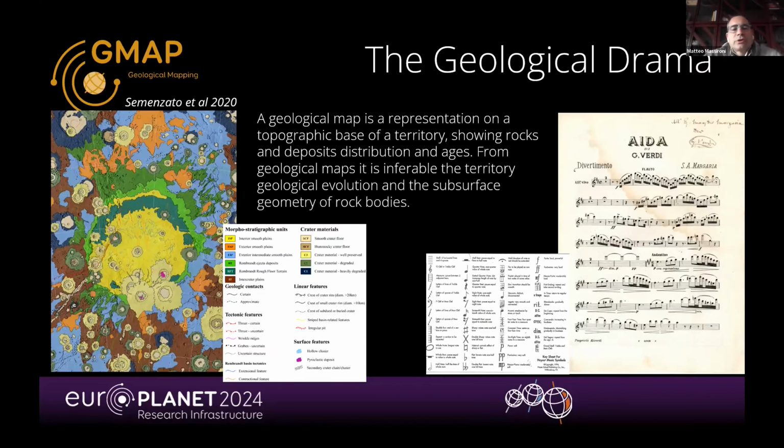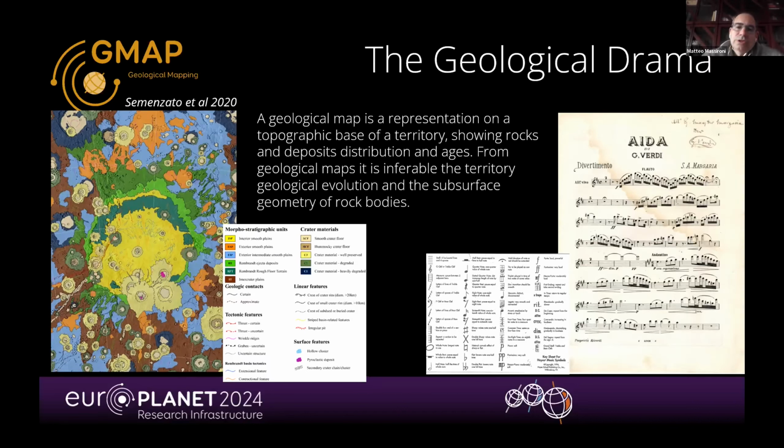Like a musical score, a geological map has different symbols that help you to understand the geological map itself. And like the musical score, all the symbols are related to time. So under the light of time, it is possible to understand the meaning of the different features that you can see on a geological map.